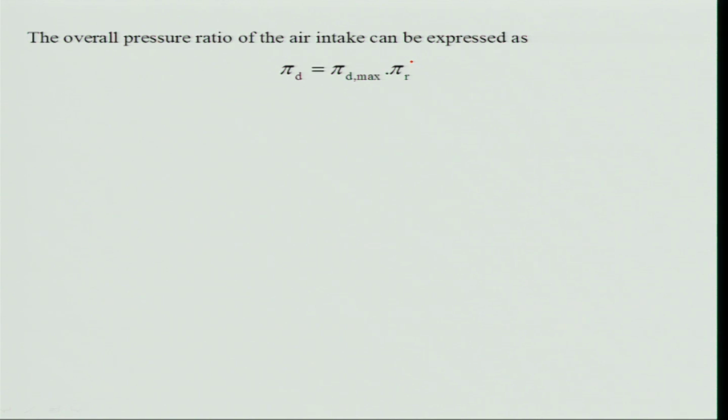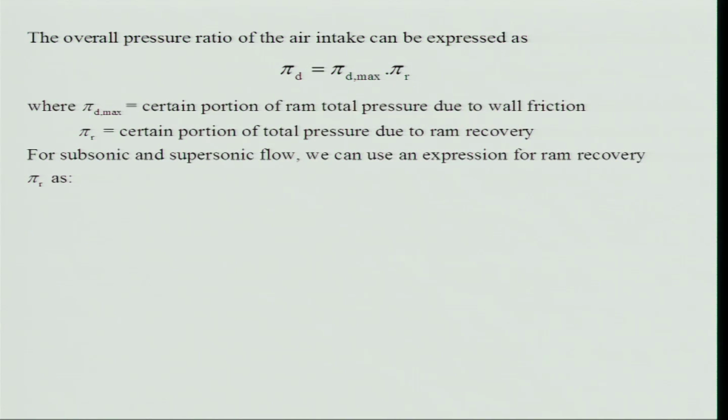So, the overall pressure ratio of the intake can be expressed as pi d, because we need to know this pi d, will be pi d maximum into pi r, and this is pressure due to ramming effect, because particularly in supersonic flow the ramming effect will be very very high, and this pi r in the subsonic flow or the low subsonic flow will be almost equal to 1. We will see that. So, the pi d maximum is a certain portion of ram total pressure, due to wall friction, because wall friction will be there. So, therefore, this value will have a certain value, which is due to wall friction, whereas pi r is a certain portion of total pressure due to ram recovery, right.